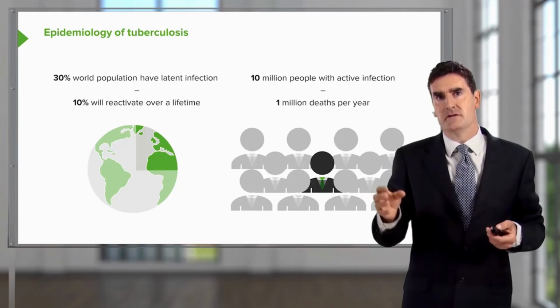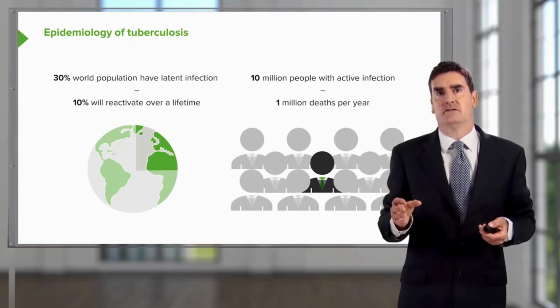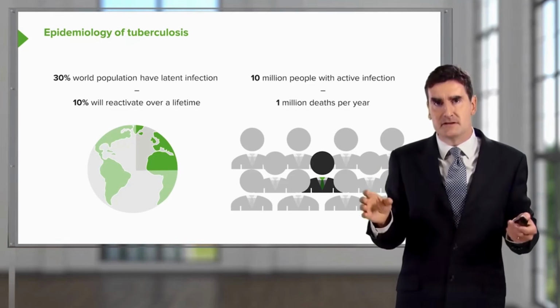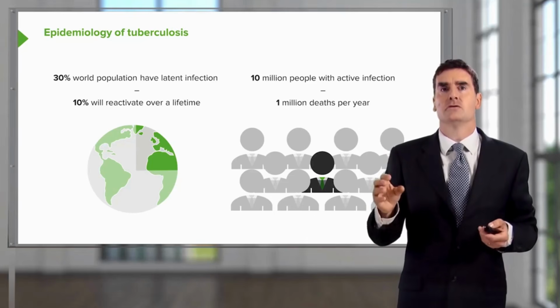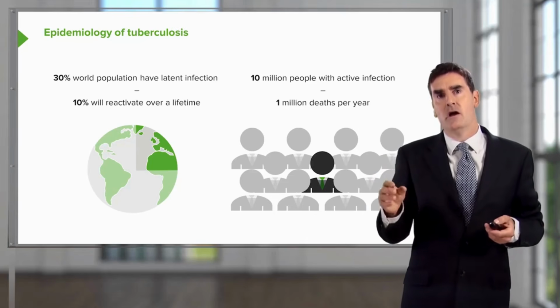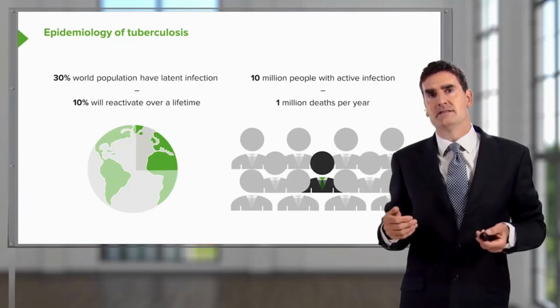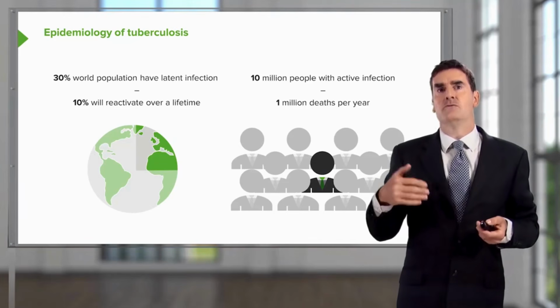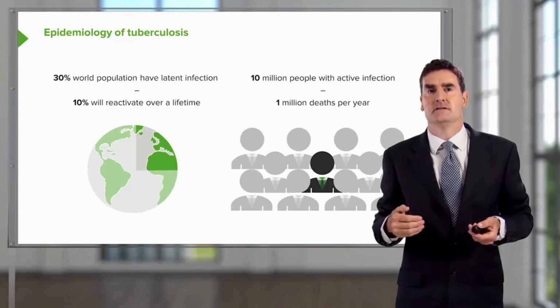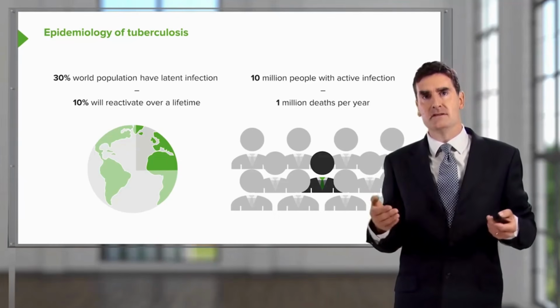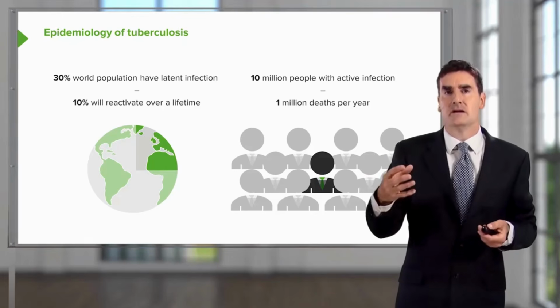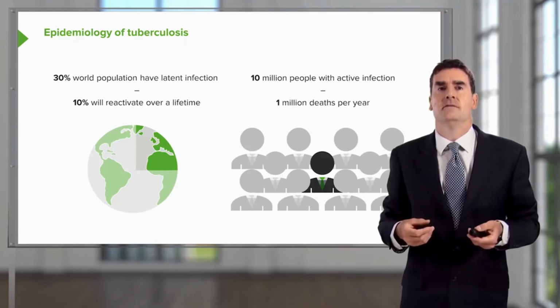Fortunately, most of those patients have what we call latent infection. That is, the bacteria is present in the body, but it's not causing active disease. Of those 30% of the population of the world, it's estimated about 10% will actually have reactivated disease from that latent disease over a lifetime. What that means is that the dormant bacteria start replicating and actually start to cause an infection.